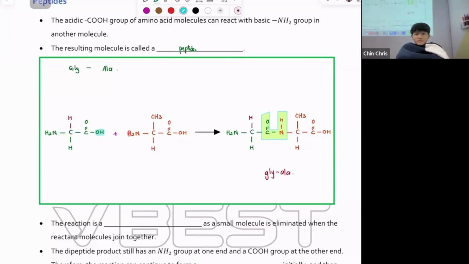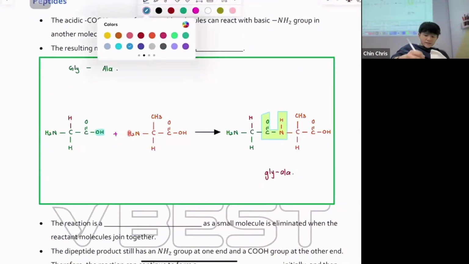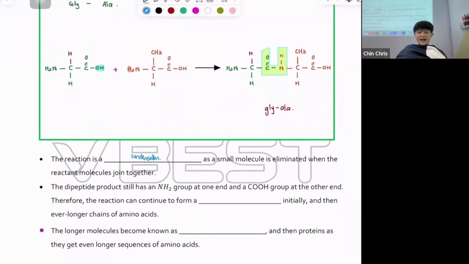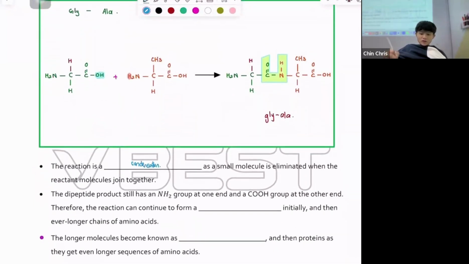Done? Okay, so guys, the reaction is a condensation reaction. So we call this a condensation reaction. Why? As a small molecule is eliminated. Okay, so an H2O molecule is eliminated, correct?